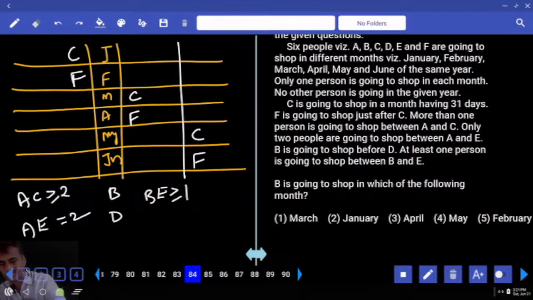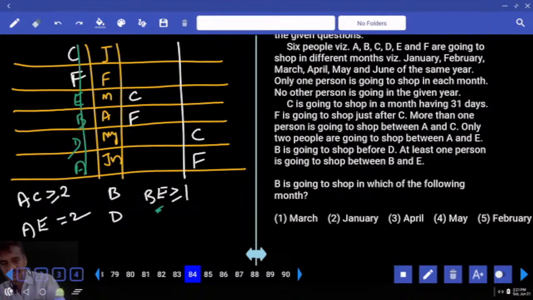Now, shall we start with A at this place? Possible to start. If A is here, then how many persons? Minimum 2 persons. Then between A and E, 2 is not possible. A cannot be here. Can we have A at this place? Minimum 2 not possible. Then what is the only possibility? A is here, 2 people, E is here. Then next one, B is before D, B and E. But between B and E it should be greater than or equal to 1, they cannot be adjacent. This is ruled out.